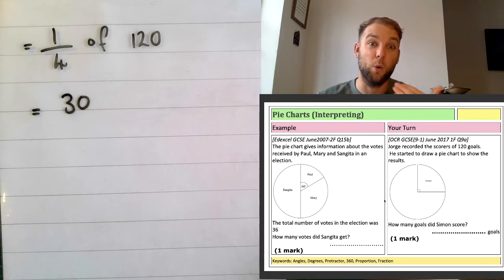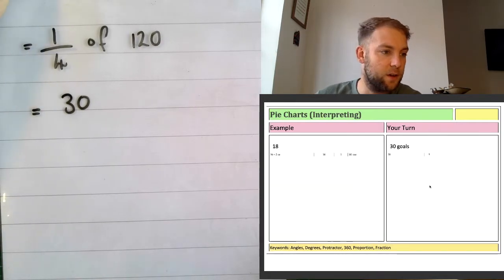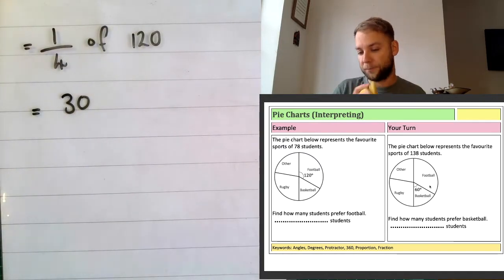A half is quite easy to find, a quarter is quite easy to find. So let's just check those, 18 and 30. So let's have a look at some harder ones now, some trickier ones.